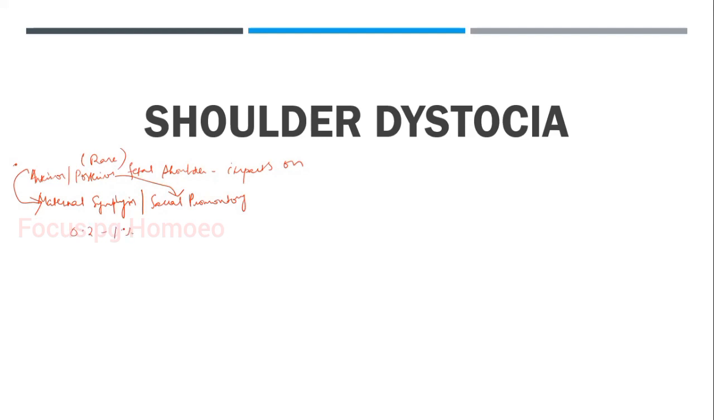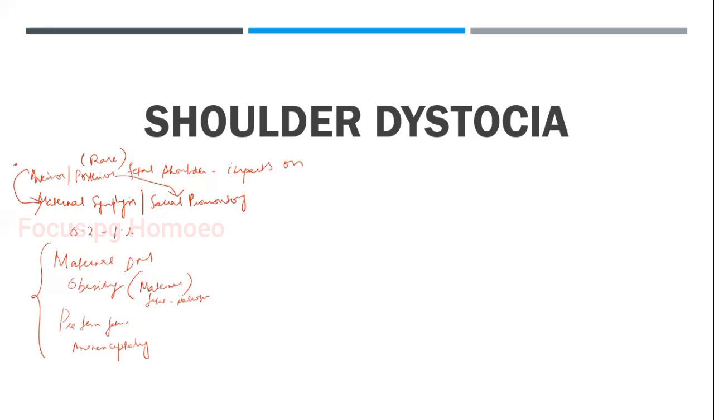And the most common risk factor is maternal DM, so maternal diabetes mellitus, and obesity. The obesity can be maternal obesity and also fetal obesity, macrosomia. So both conditions contribute to shoulder dystocia. And preterm fetus and anencephaly. These are the four most important risk factors for shoulder dystocia.